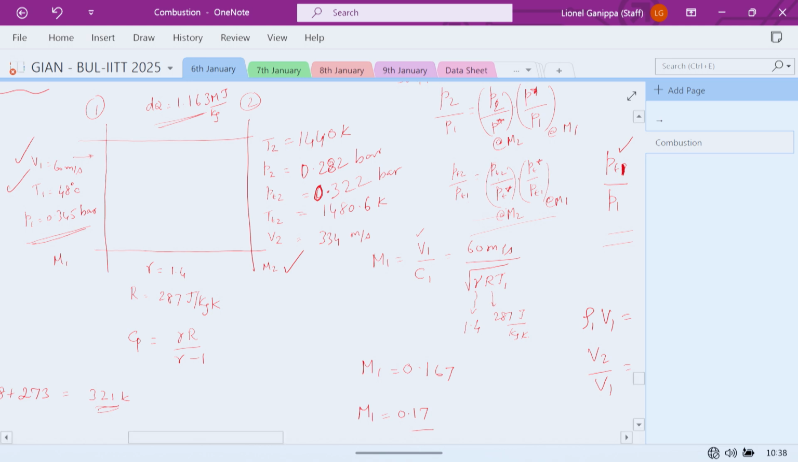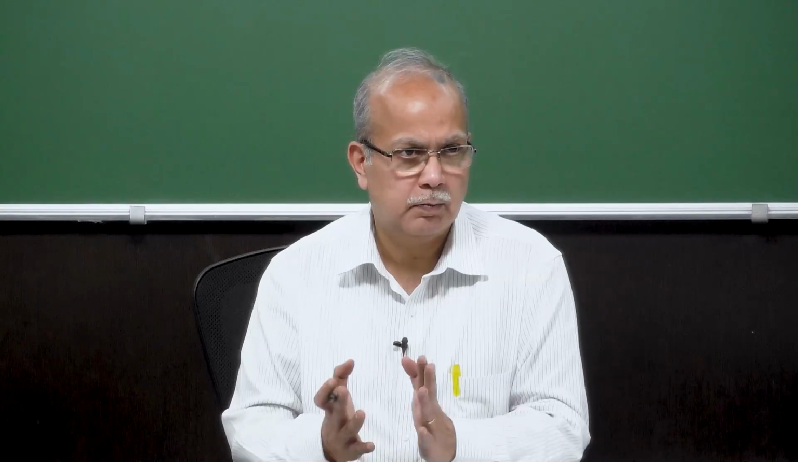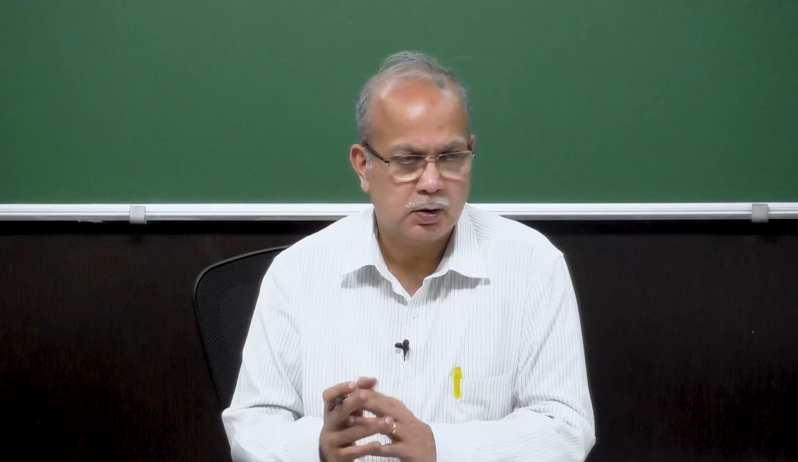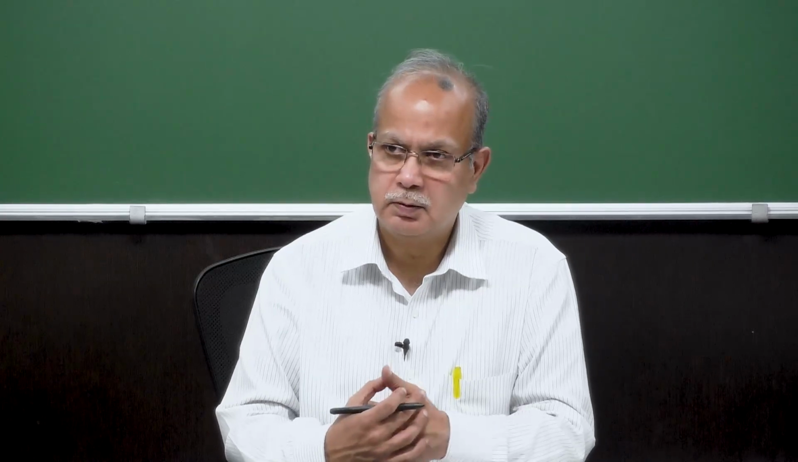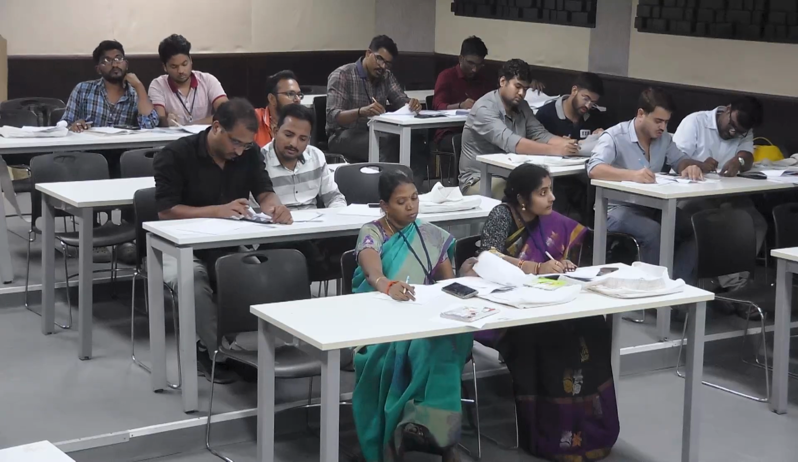You use this expression: M2 is equal to V2 by C2. There can be some slight differences because we are approximating the value for the M value, because truncation errors will come. Shall we move on to the next problem if you have worked out this one?